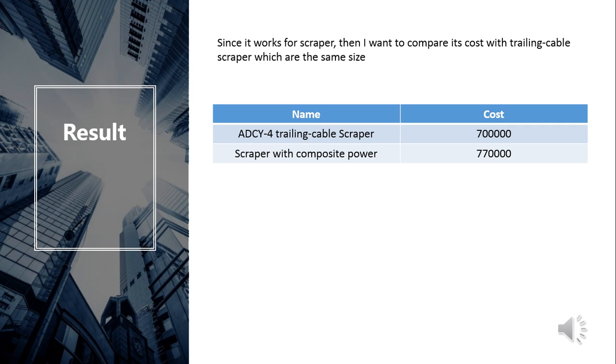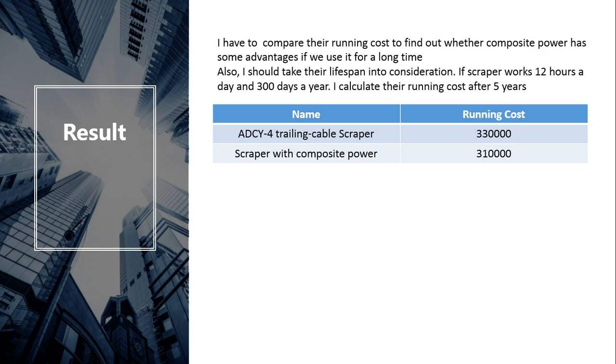Since it works for scraper, then I want to compare its cost with the cable scraper. But as you can see from the form, scraper with composite power is much more expensive. So I have to compare the running cost to find whether the composite power has some advantages if we use it for a long time.